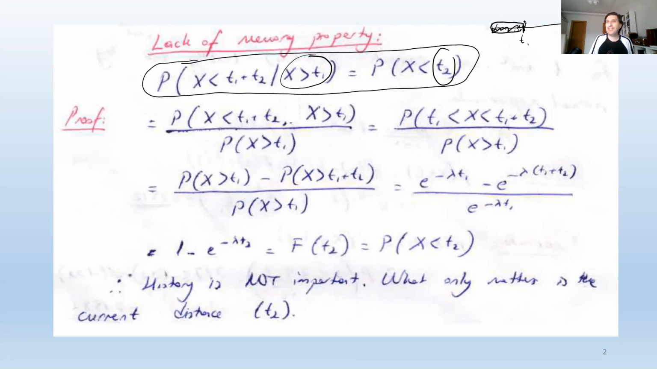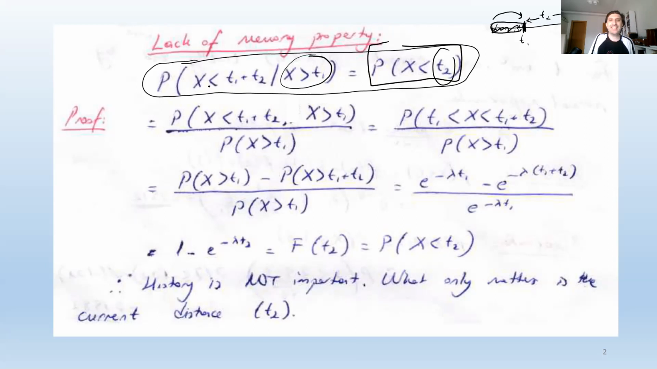It is as if this process has now started from this point. This origin has shifted here. Therefore, we are only interested in this additional distance, T2 here. So if you find this probability of X2 smaller than T2, you are going to be answering this question. Well, the proof is going to be very simple, especially for those who have watched that bonus video.